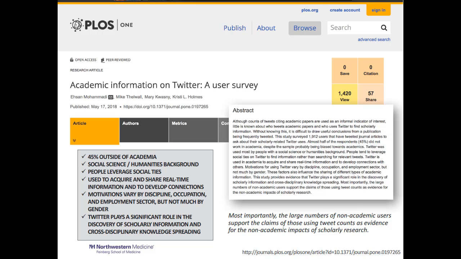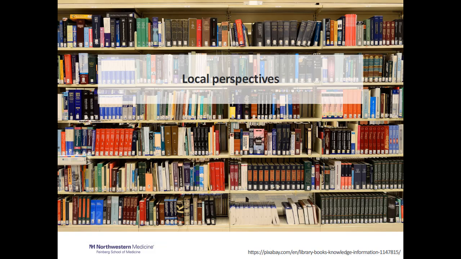Motivations vary by discipline, occupation, and employment sector, but interestingly not gender. And Twitter can play a really important role in helping to connect information and people. But finally, most importantly, we thought anyway, is that the large number of non-academic users supports the claim we've all been hearing about for a number of years that tweets count as evidence for non-academic impacts of scholarly research. So this was a really interesting study. It was a lot of fun to work with colleagues on this, and since it just came out, I wanted to share it with you because we were excited about the results.